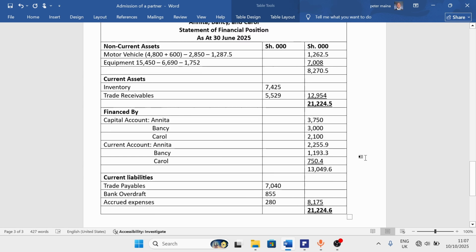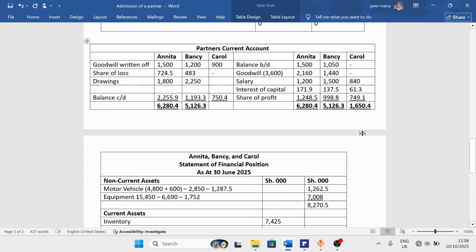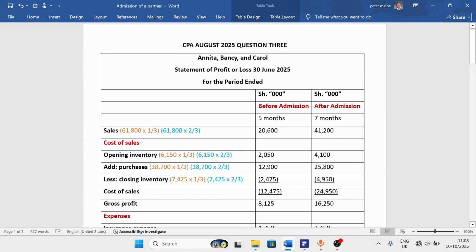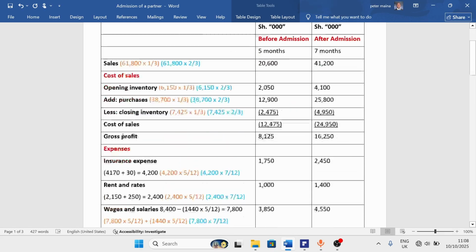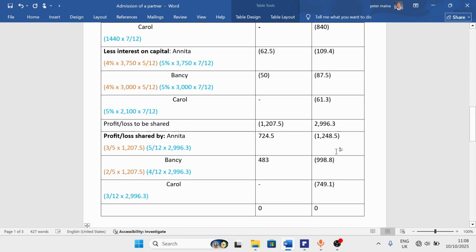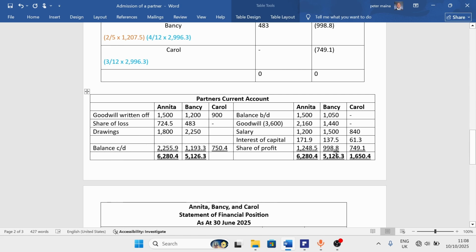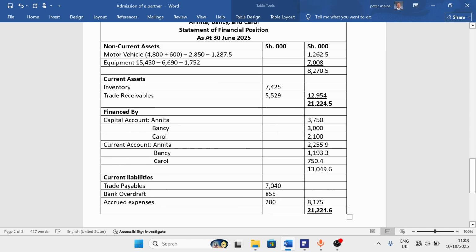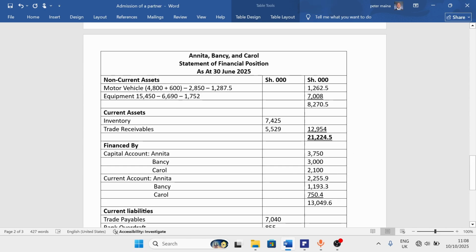So that is the statement of financial position. It actually is the simplest part of this question. The hardest part is the income statement, because we have to apportion the income and the expenses. Now that you have seen how to prepare the statement of profit or loss and the statement of financial position and also the current account when a partner is admitted, try to solve the next question.